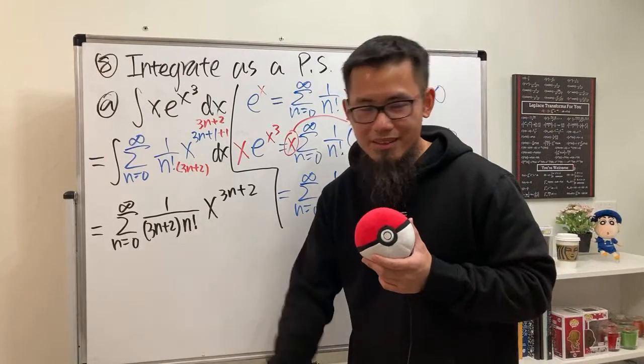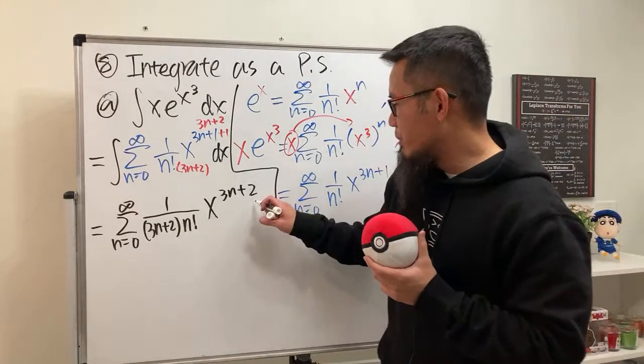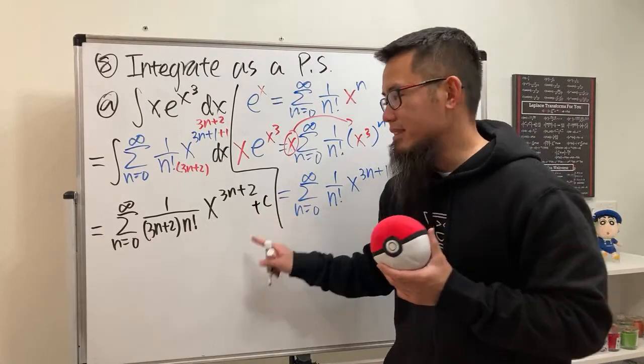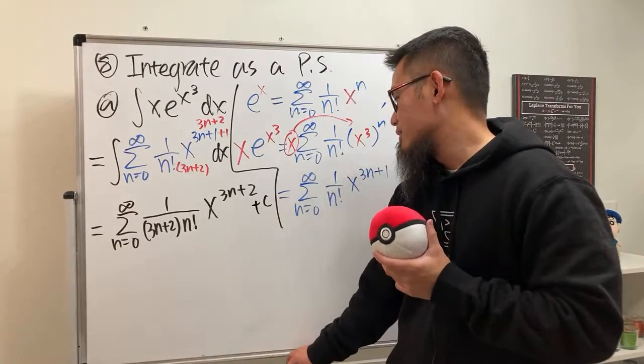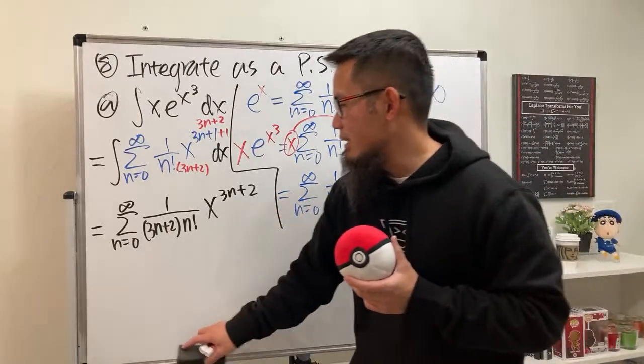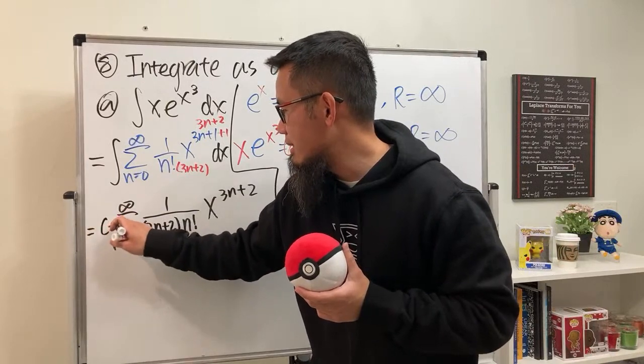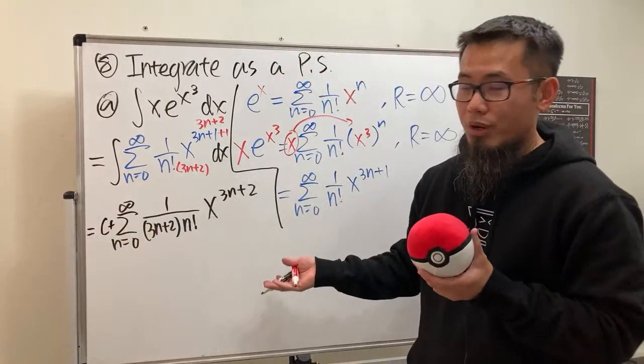Are we done? Yes, plus C. But usually if you put down plus C here, it looks like the plus C is inside the summation instead of outside of it. So when we are doing this, I will recommend you guys to put down C plus instead, so that way it's more clear.